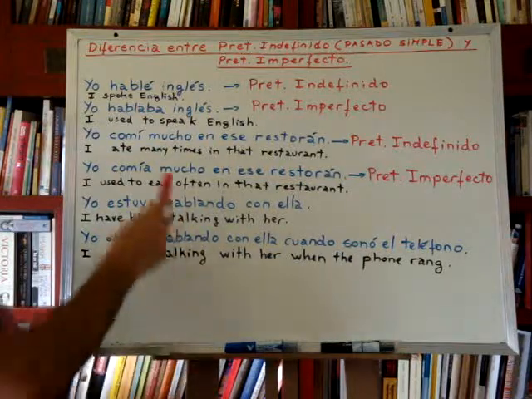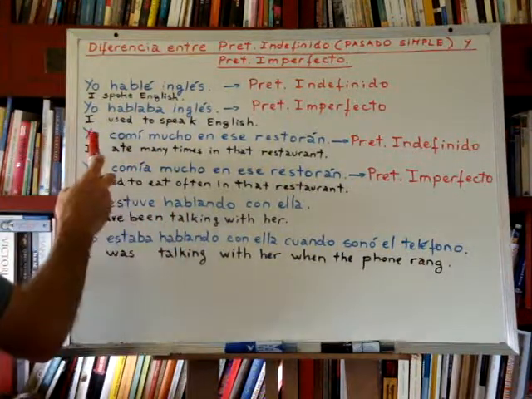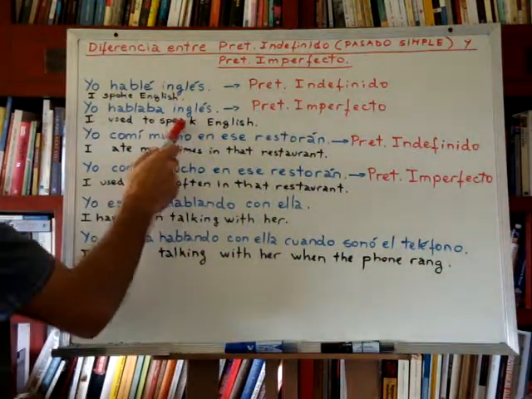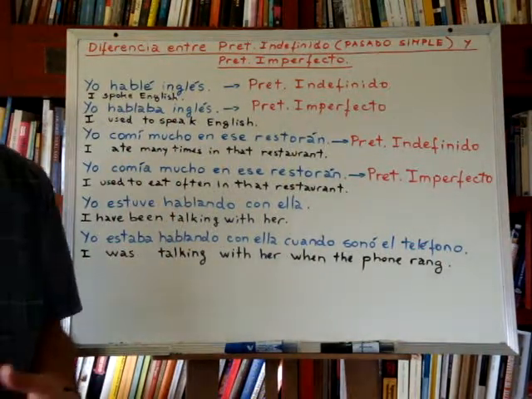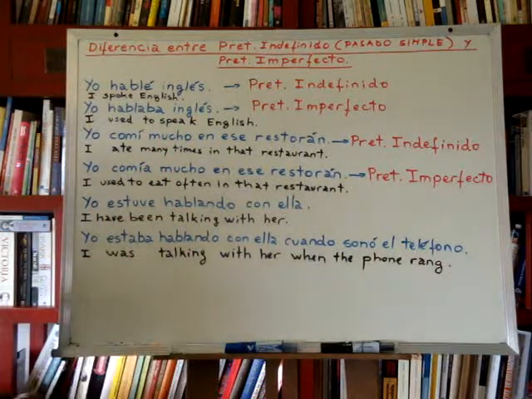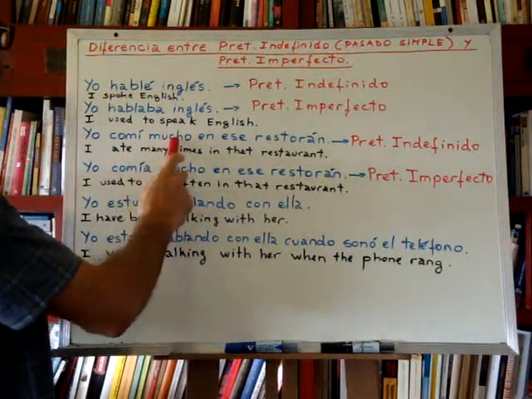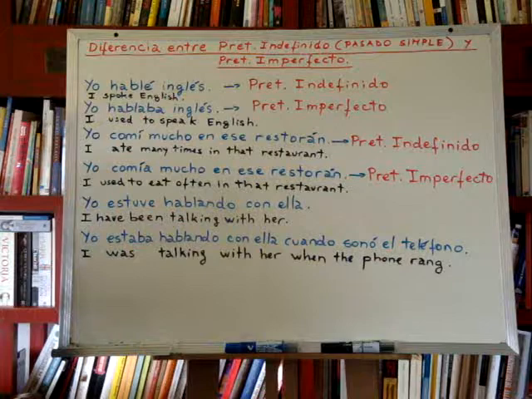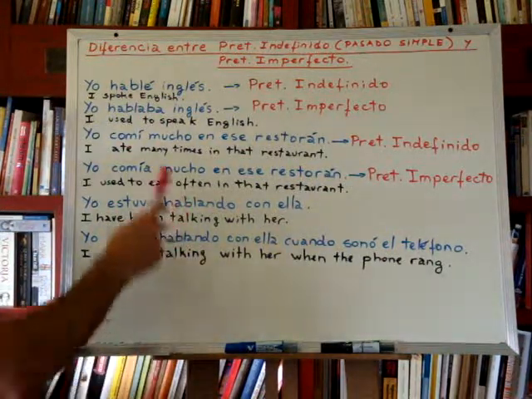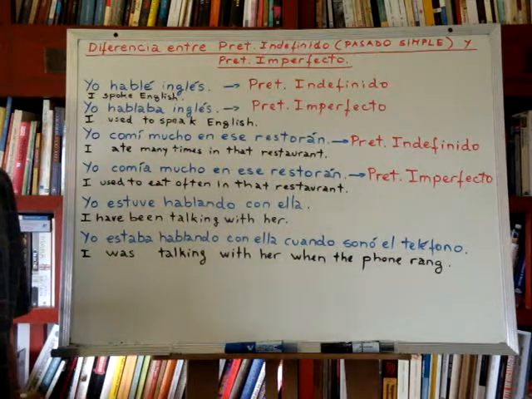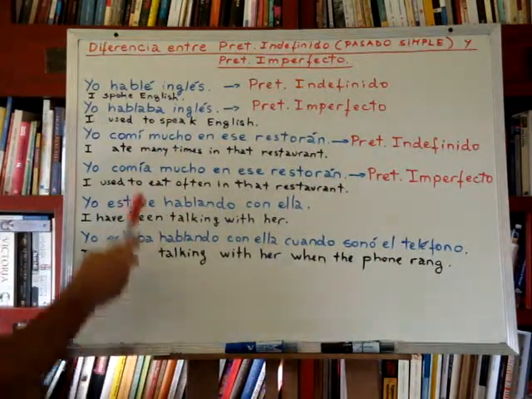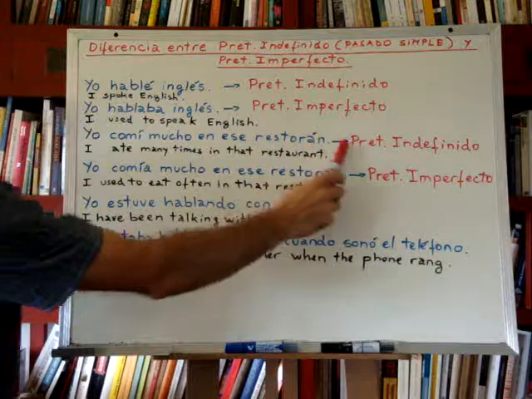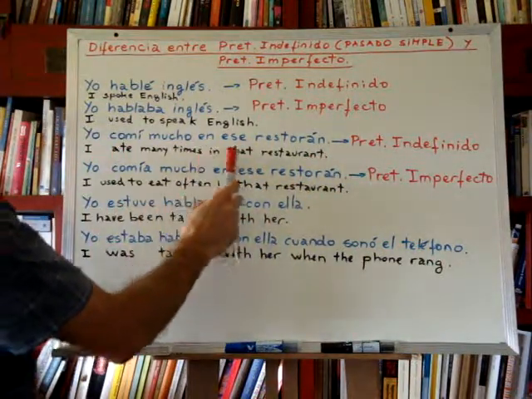Now, here, that example I gave you, we can find it here. Yo comí mucho en ese restaurante. Here, the word mucho can have different meanings, right? Depending on the context. Mucho can mean a lot, right? I ate a lot in that restaurant. Or it can mean I ate very often in that restaurant, or I ate many times in that restaurant, okay? So mucho can also be a synonym of muchas veces, many times, right? So yo comí mucho en ese restaurante. Comí is pretérito indefinido. I ate many times in that restaurant.